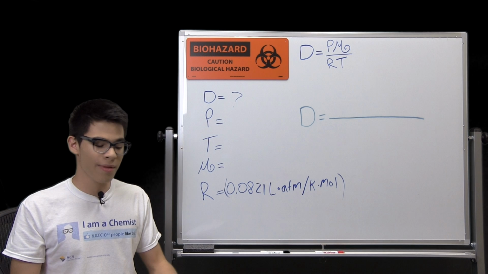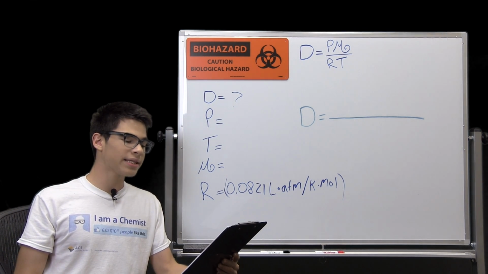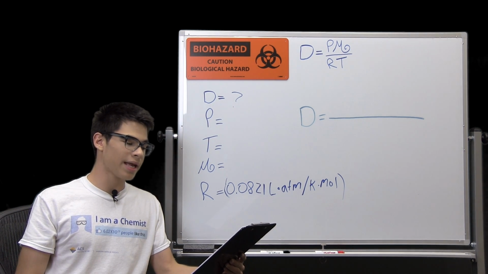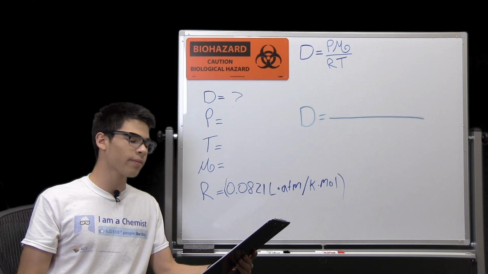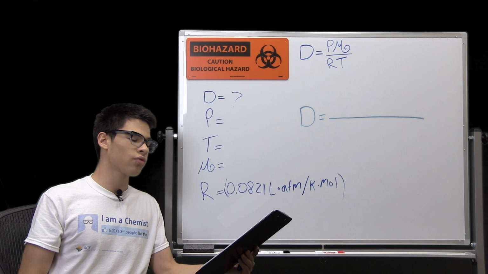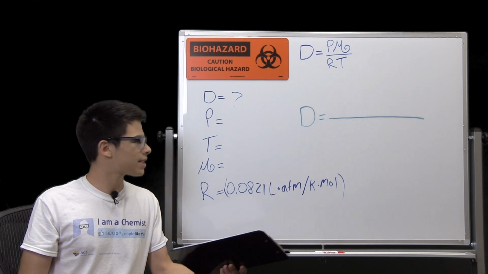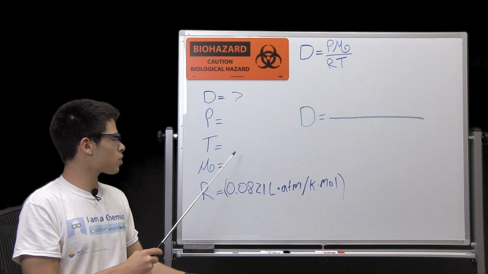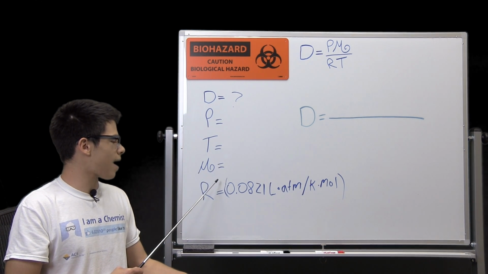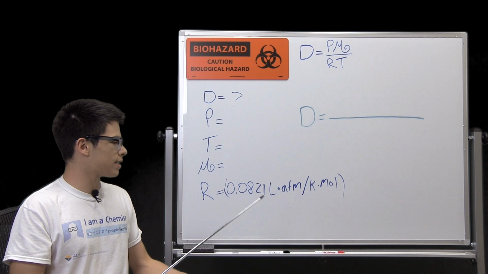Okay, this problem asks us to calculate the density of carbon dioxide in grams per liter at 752.4 millimeters of mercury and at 55 degrees centigrade. So, let's get started. To solve for density, we must know the pressure, we must know the temperature, and we must know the molar mass. And the R constant is given to us.